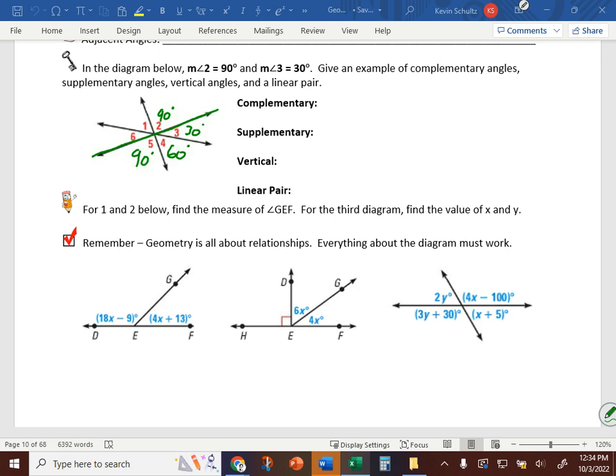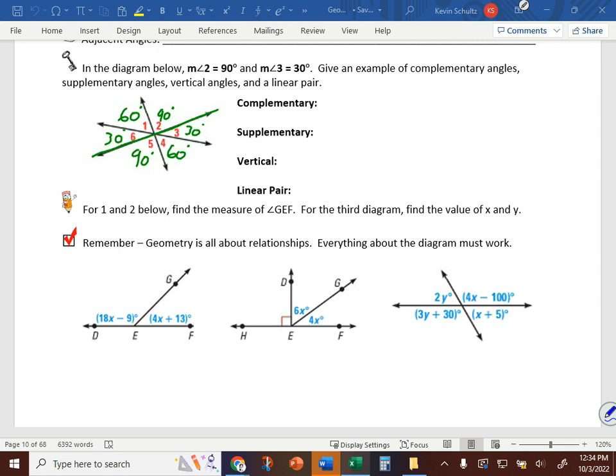Christopher, give me another one. Angle 6 is 30. Vertical angles with angle 3. And one more. Damien? Angle 1 is 60 degrees because it is vertical angles with angle 4. Okay, now give me an example of complementary angles. With those angle measures marked, give me an example of complementary angles. Give me one. Ellen.